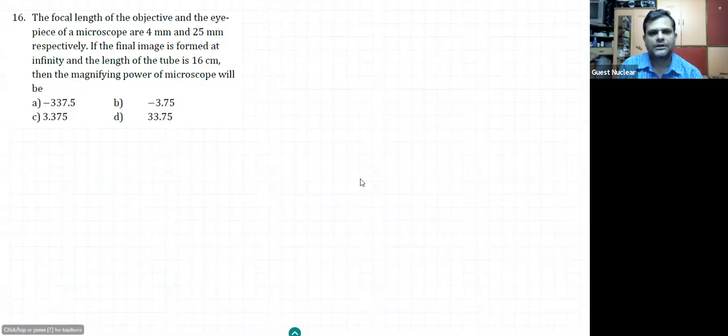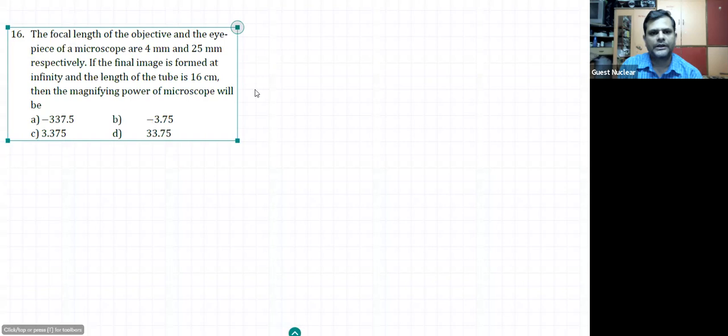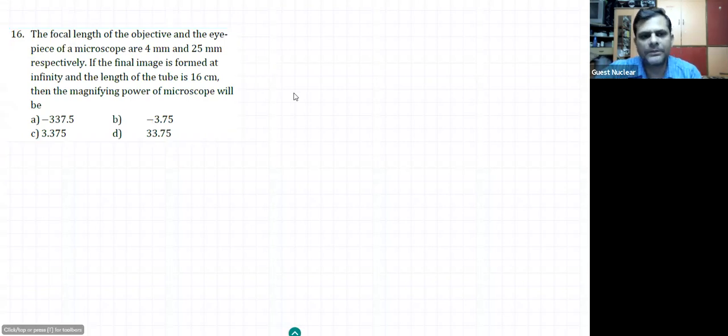Just read the question carefully. The focal length of objective and eyepiece of a microscope are 4 millimeter and 25 millimeter respectively. Okay. If the final image is obtained at infinity and the length of tube is 16 centimeter, then the magnifying power of microscope will be.